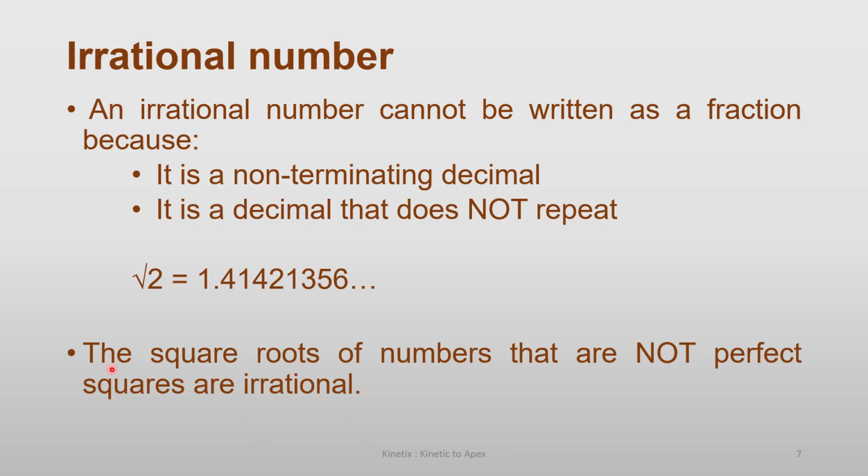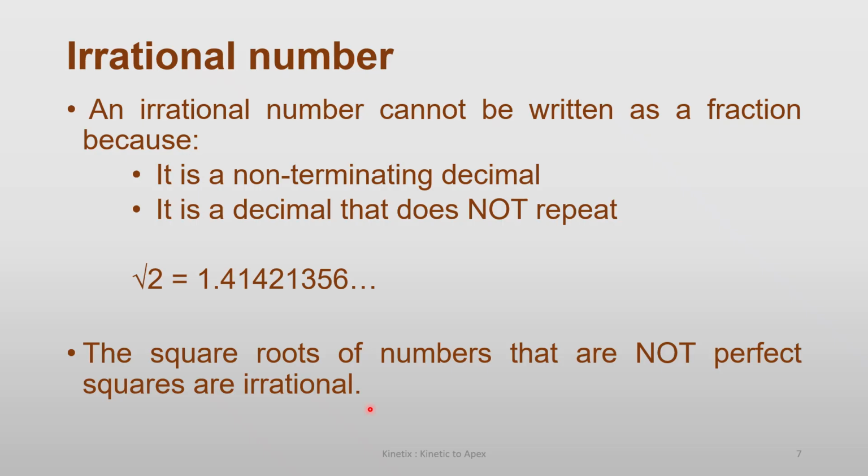Then the square root of numbers that are not perfect squares are irrational. So what is a perfect square? Let us say 4. 4 is a perfect square. Square root of 4 is 2, so 2 is a rational number. 9 is a perfect square. Square root of 9 is 3. 3 is a rational number.